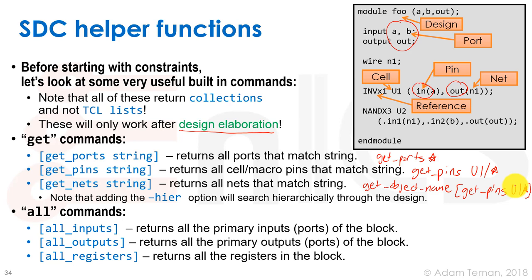So there are some ways of doing it easier, which are with these all commands. So for example, if we look at the module foo and we only want to have the inputs, we can use all inputs and we'll get a collection of A and B. If we do all outputs, we'll get a collection that includes out. That's instead of doing get ports star minus filter direction equals in. And I'm not going to go into that syntax over here, but it can get pretty complex. So it's much easier just to write all inputs or all outputs, or all registers, which will go through the whole design and return all the flip-flops and latches that it finds.